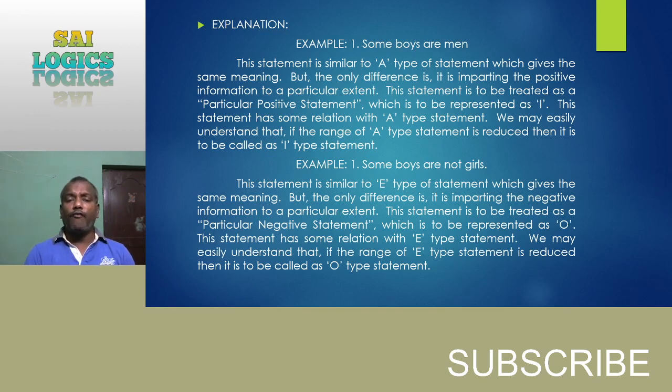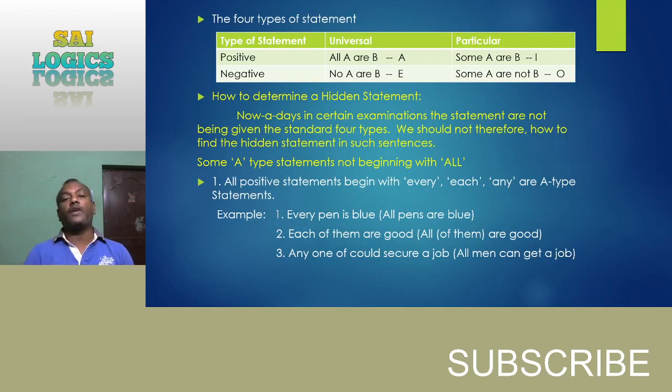So we have four types. One is "all," represented by A. Number 2 is "no," represented by E. Number 3 is "some," represented by I. Number 4, "some not," represented by O. So these are the four types we have to discuss, and there is a tabular column for easy understanding and remembering. The main purpose of giving the tabular column is that you have to remember it for a long time.